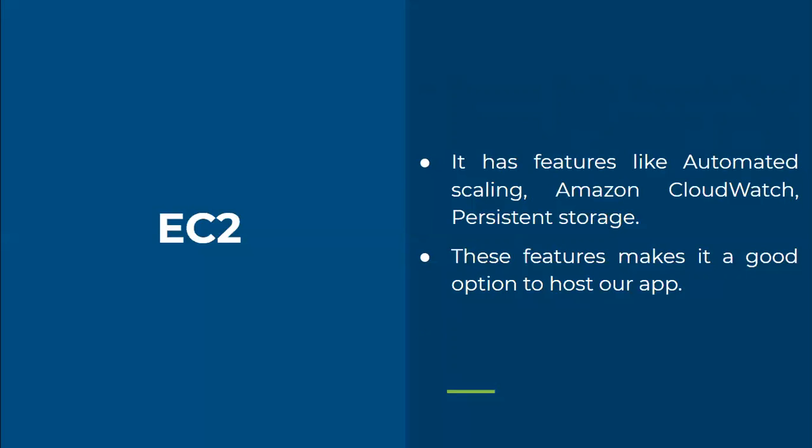Second is CloudWatch. CloudWatch is a feature of EC2 which helps us to see real-time usage of resources. We can see the usage of resources at any given time according to our convenience. Third is persistent storage. It means that the data will not be lost after the machine is turned off. So it always helps us to our advantage. So these were some features which we thought made it good to host our app on EC2.